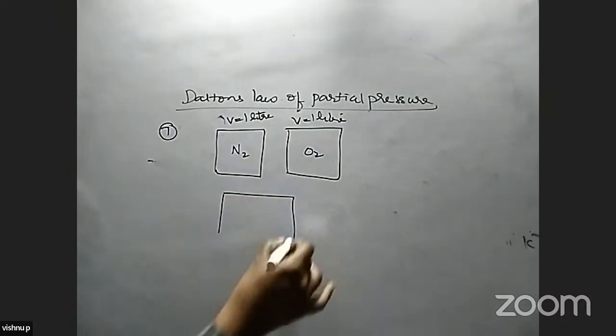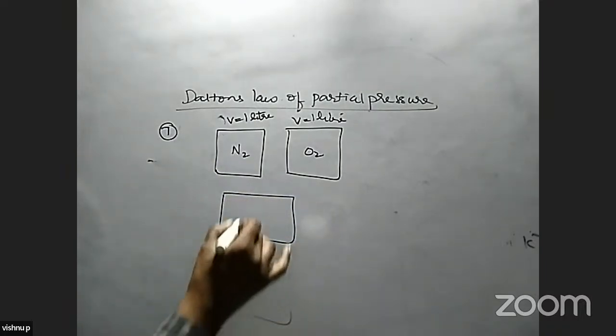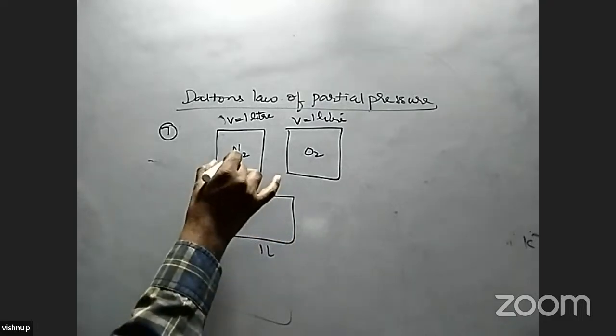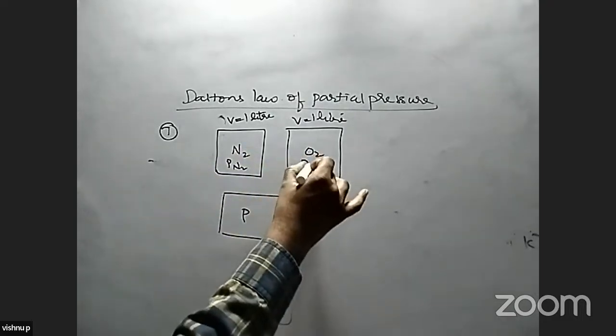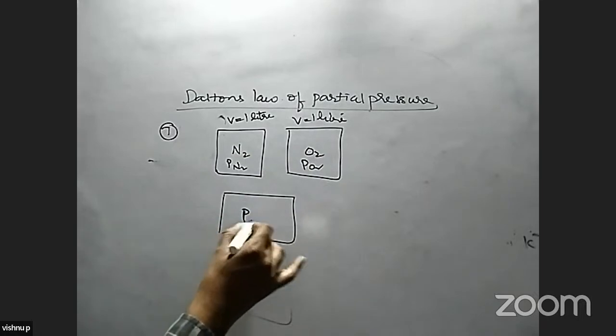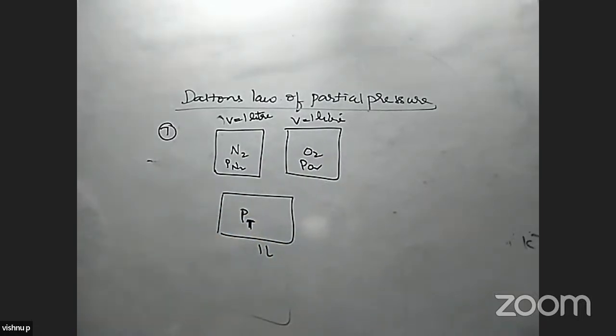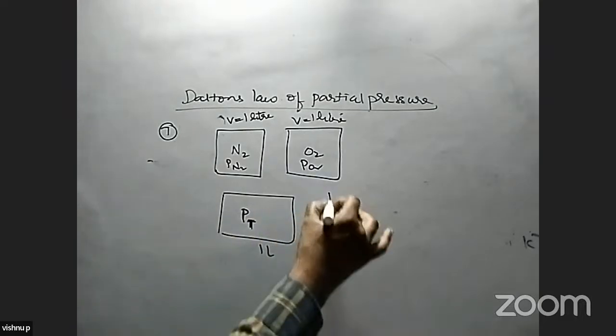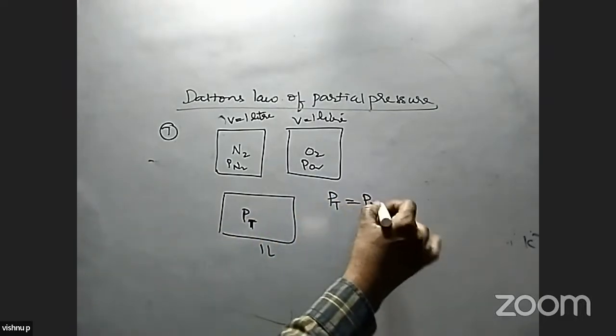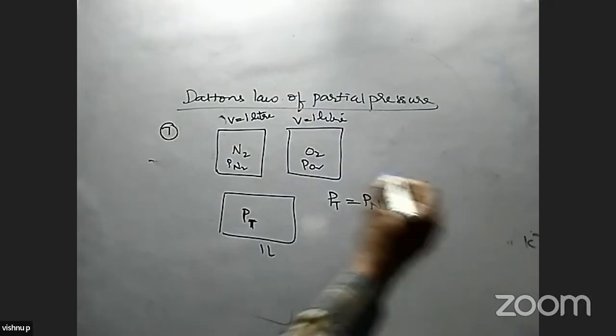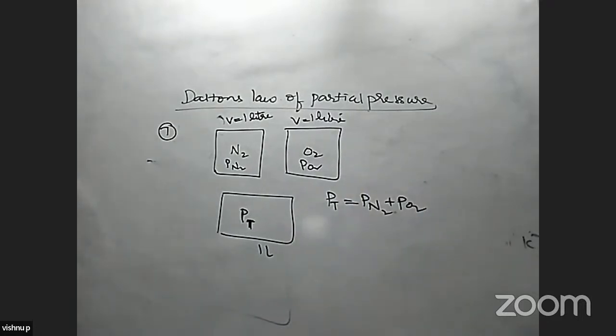And if these two gases are placed in the same container with 1 liter volume, the pressure of N2 is PN2, the pressure of O2 is PO2, and this is the total pressure in a volume of 1 liter. Total pressure is PT, and this total pressure of the gases is equal to pressure of N2 plus pressure of O2. These are also called partial pressures of gases.